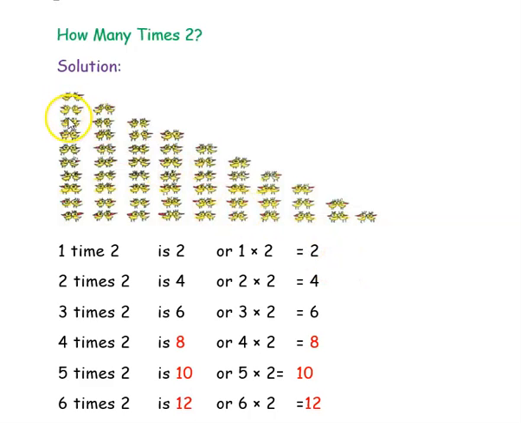If you move on to the second row, see we have 1, 2, and then 2. So 2 times 2 is 4 or 2 into 2 equal to 4. Then if you move on to the third row, 1, 2, 3 is there. So 3 times 2 birds. 3 times 2 is 6 or 3 into 2 equal to 6.